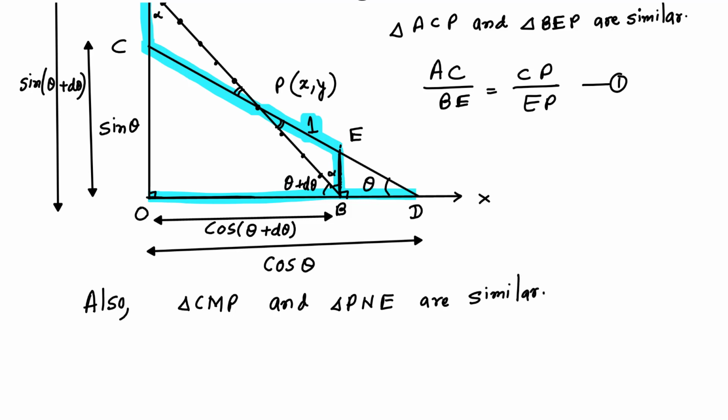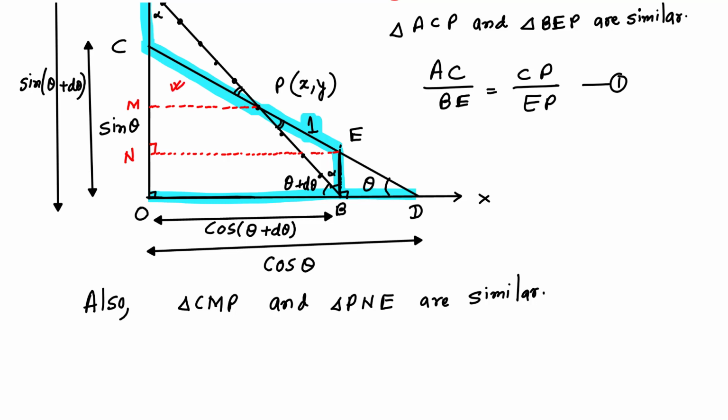So let us do this construction. What we will do is make a perpendicular line from E to this line. So this is the construction that we have done, and this length let's call N. This point is N. Similarly, from here we can make another construction. Let us call this M.